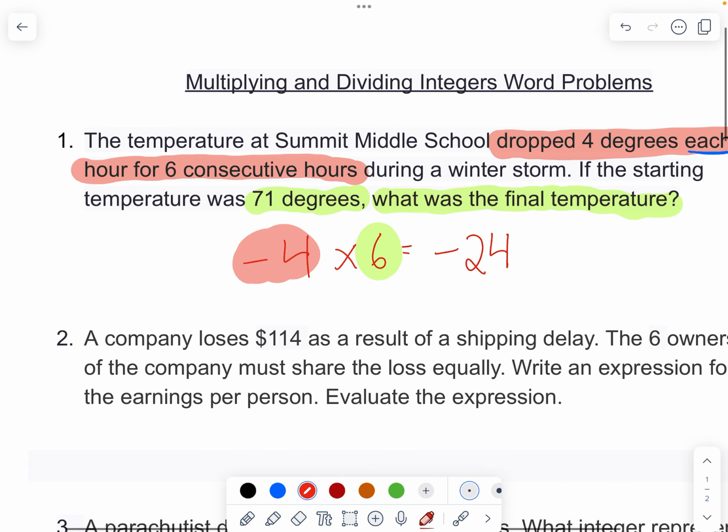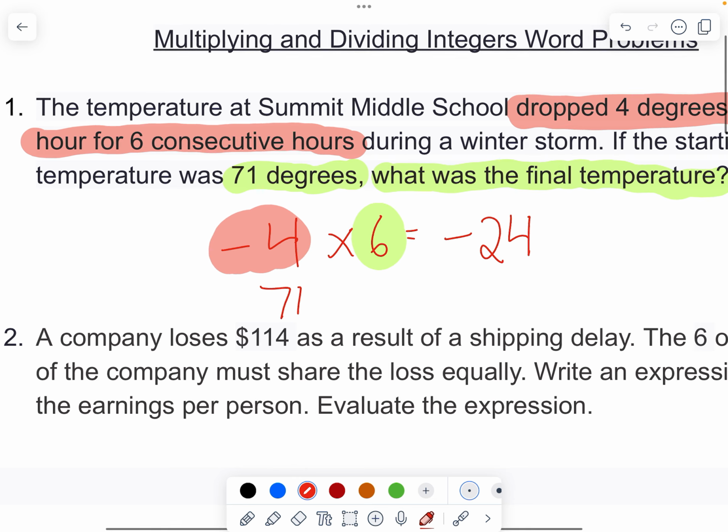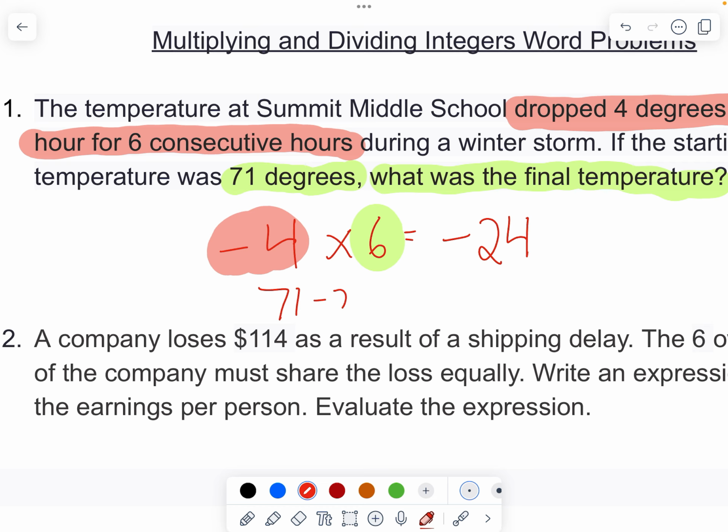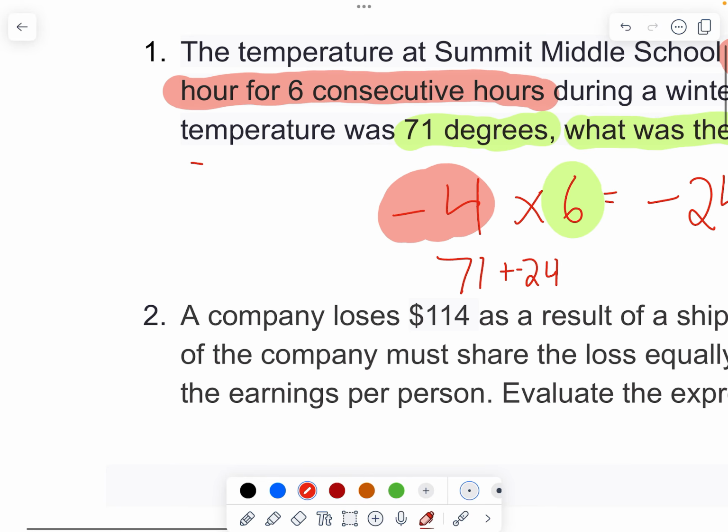Now, it says the starting temperature was 71 degrees. So we start at 71. And it is dropping 24, so we're going to subtract 24 or plus negative 24. Either way works. It doesn't really matter. And so let's go ahead and stack this up to see where it ends up at.